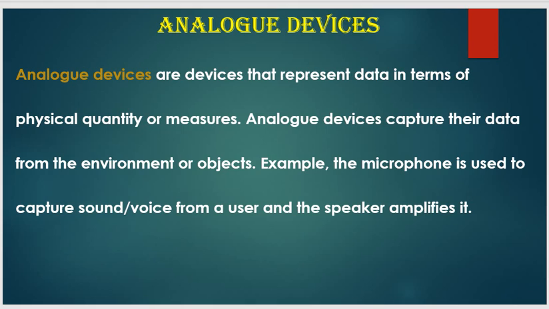Okay, an example: when you go to a hospital and they want to check your temperature, they normally put this analog thermometer into your armpit. Immediately you bring it out, you are able to read the recordings by just looking at the device. So any device that represents data in terms of physical quantity or measurement, we refer to that device as an analog device. So let's have some examples of analog devices.